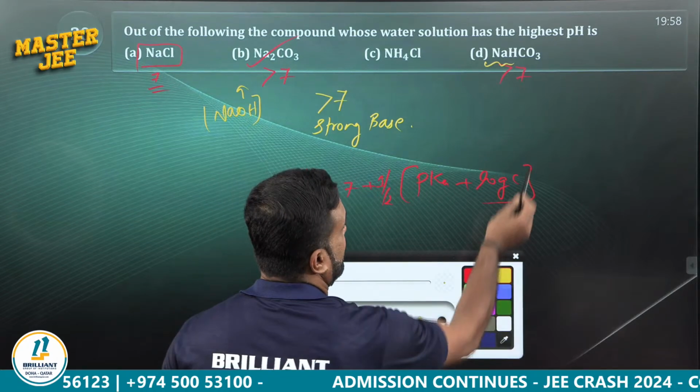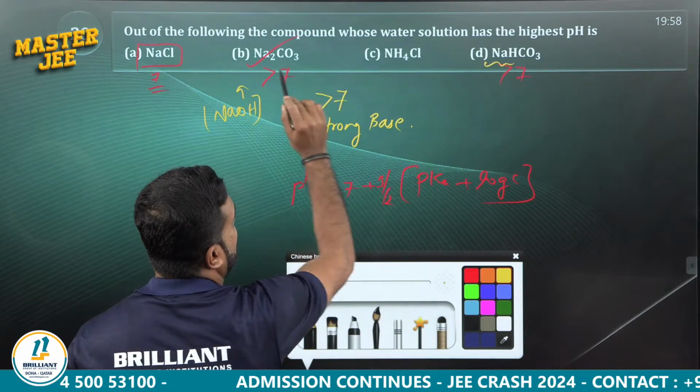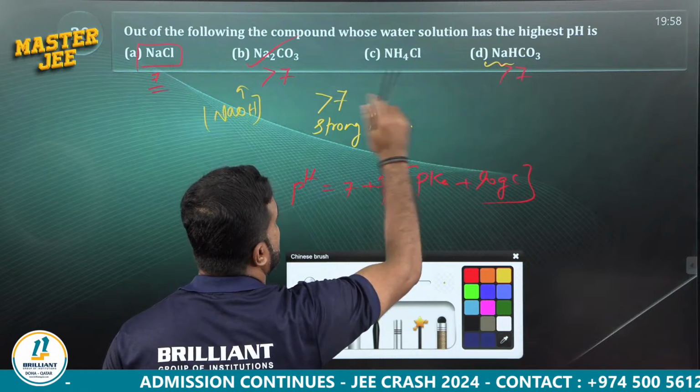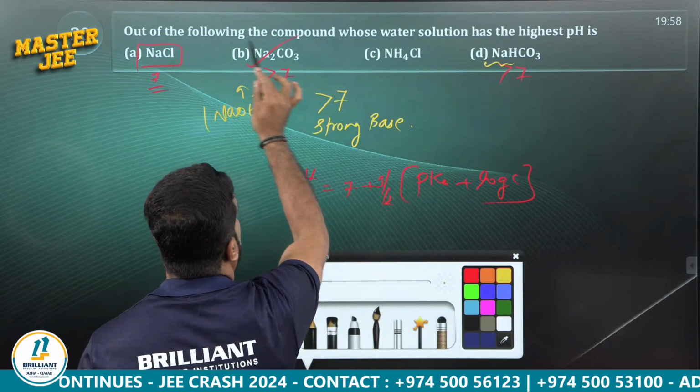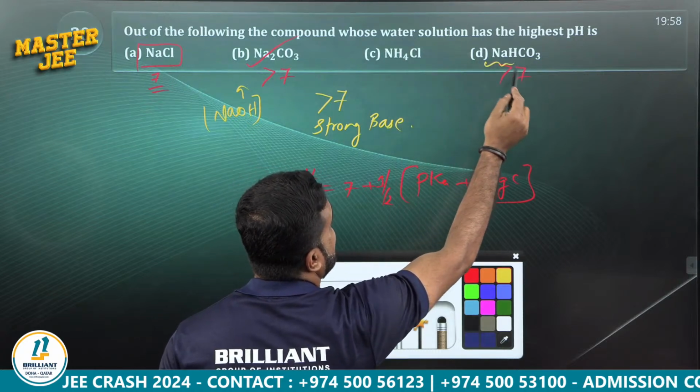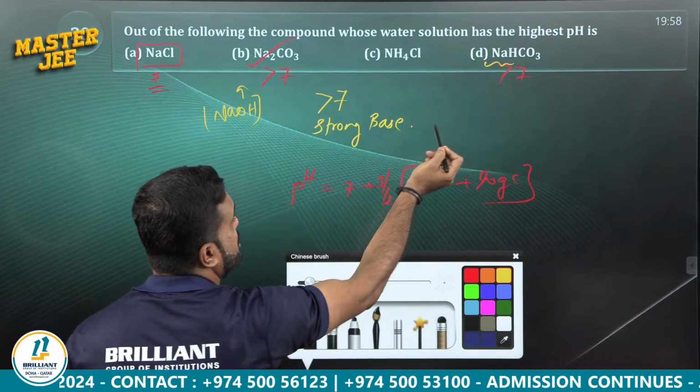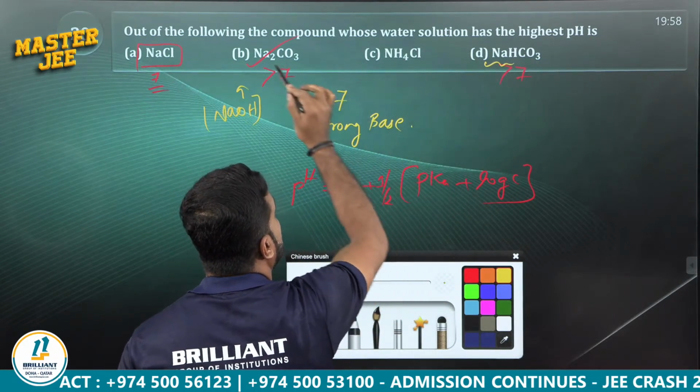See, here NaHCO3 and Na2CO3 both have pH greater than 7, right? But among these two, the correct option, they are asking out of the following whose water solution has the highest pH. Highest pH means maximum value. These both have it, but this will be more.